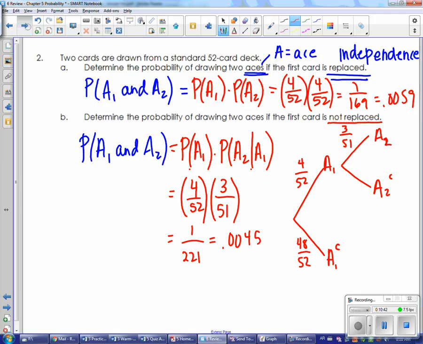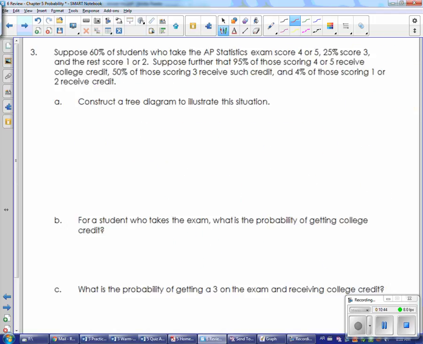Okay, and number 3, this is specifically using a tree diagram. It says suppose 60% of students who take the AP statistics exam score a 4 or a 5, 25% score a 3, and the rest score a 1 or a 2. This is not accurate. I'm not sure where these numbers came from, but I think it's just a hypothetical. Suppose further that 95% of those scoring a 4 or a 5 receive college credit, and 50% of those scoring a 3 receive such credit. 4% of those scoring a 1 or a 2 receive credit. We're asked to construct a tree diagram to illustrate the situation.